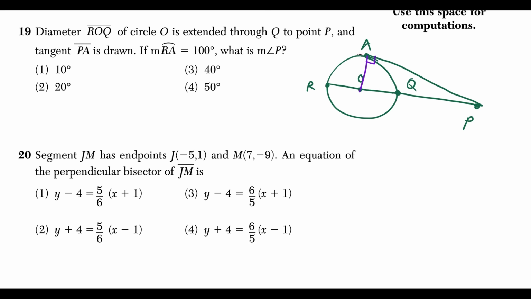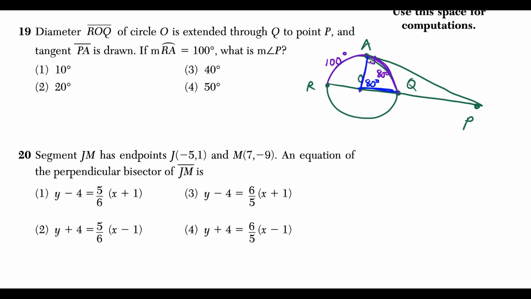And now we're told the measure of arc RA is 100 degrees. So that's over here. What is the measure of angle P? So there's a few ways we could go forward with this, but if this angle is 100 degrees here, this was a diameter, so that means the measure of this arc over here has to be 80 degrees. And if this is 80 degrees, what we have is this is the central angle over here, and central angles are equal to the measure of the arcs that they intercept. So this would be 80 degrees.